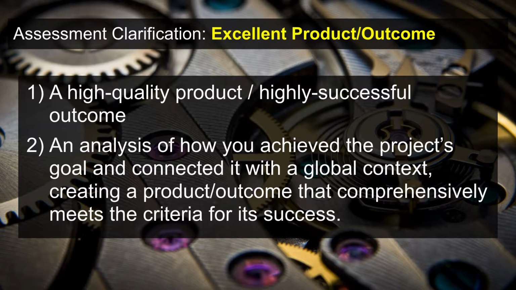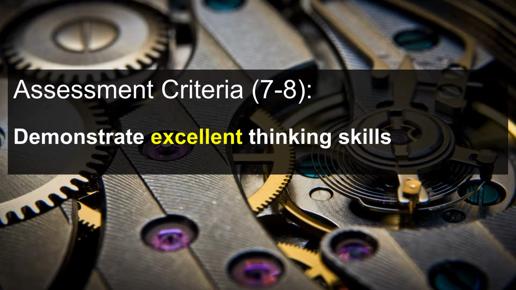Okay. For the second strand of Criterion C, it asks that you demonstrate your thinking skills. So again, that descriptor for the top marks is going to be demonstrating excellent thinking skills. Now this is the third criteria based on the ATL skills. So we've already had to look at our research skills, and we've also had to look at our self-management skills. So now we're looking at thinking skills.